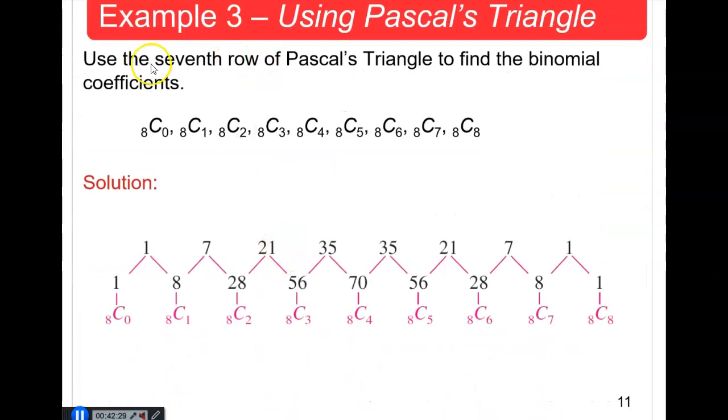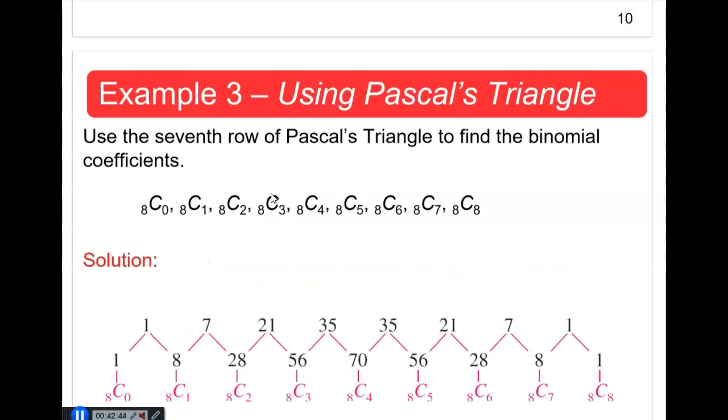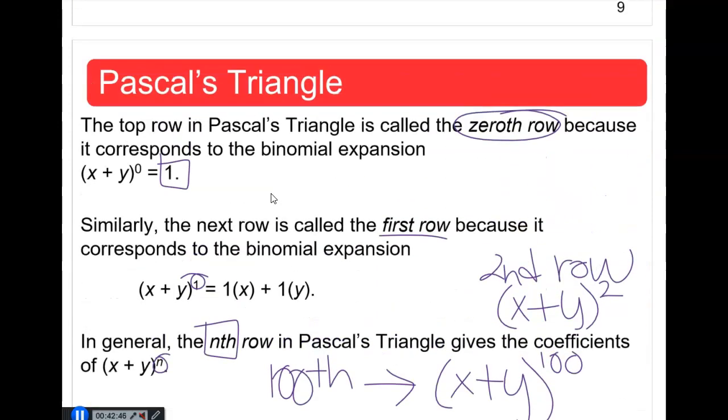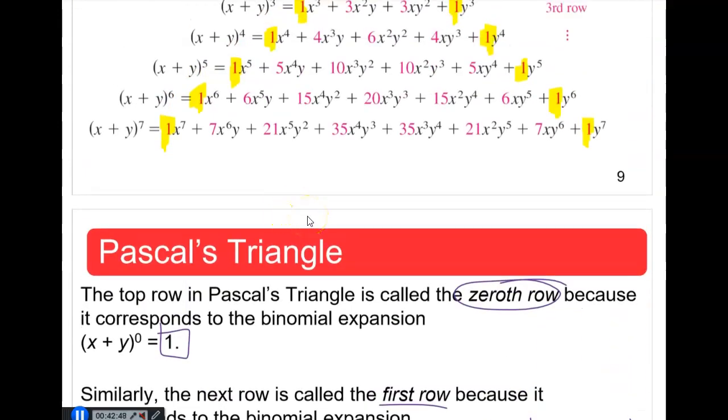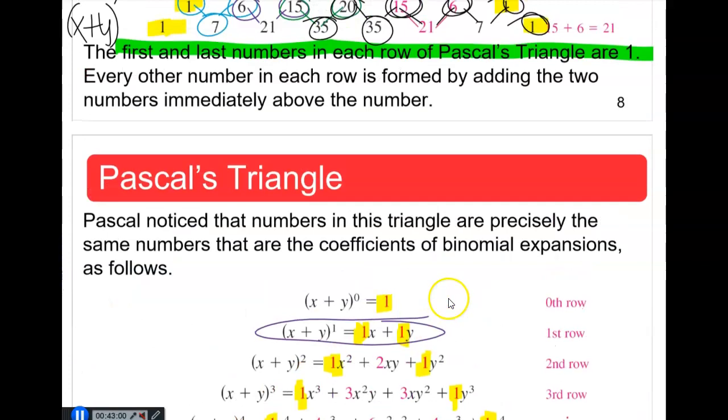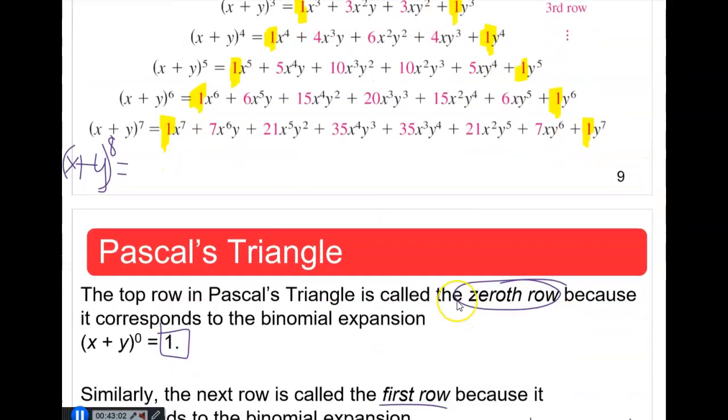So to find the binomial coefficients of this problem, we use the 7th row, which was the last one that we had here. So I'm going to continue from here. So we're going to find x plus y to the power 8. And I don't think that's the full question. The question is just to find the exponents. So let's use the other one. Oh, I don't have room there. So let's just do it here.